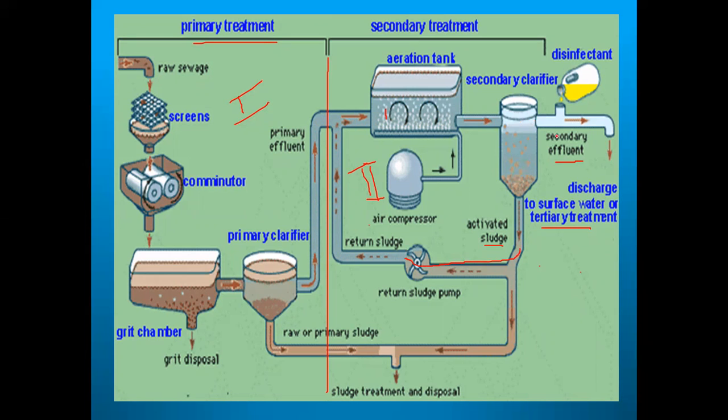This is what they call the secondary effluent. When the secondary effluent is discharged to the surface water or another treatment stage, a disinfectant, see the yellow color, that is chlorine, is added to the effluent water. Why? In order to kill the pathogenic bacteria and also reduce the odor. That's happening in the end stage of the secondary treatment, right?